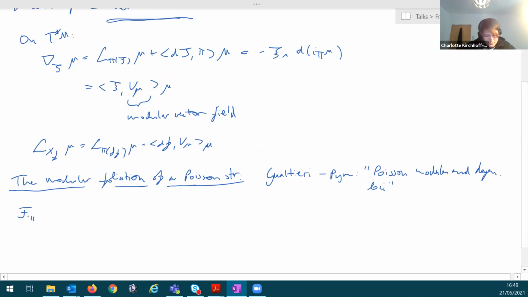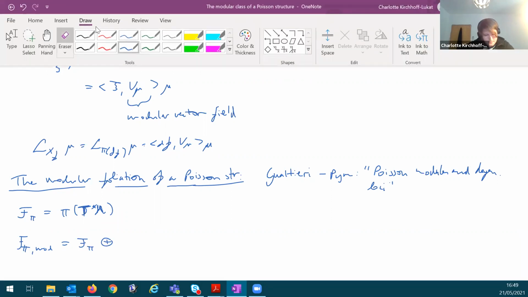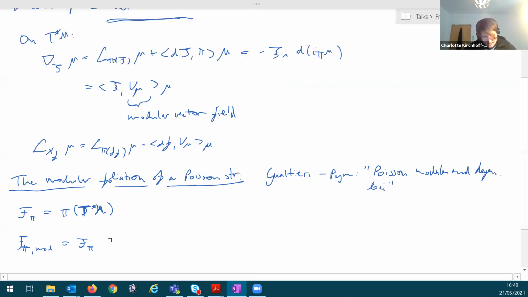So we're all familiar with the ordinary foliation that's associated to every Poisson structure, which is simply the image of the cotangent bundle under the anchor. Now we can define this additional foliation, the modular foliation, which is that, sorry, not a direct sum, plus whatever is generated by the modular vector field.